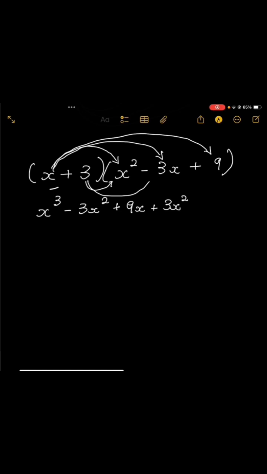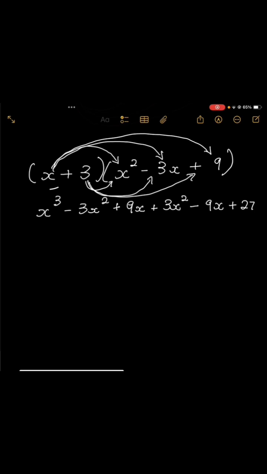You do the very same thing. Take this 3, multiply by negative 3x. You're going to get negative 9x. Do the very same thing. 3 multiplied by positive 9. Of course, you are going to get positive 27.